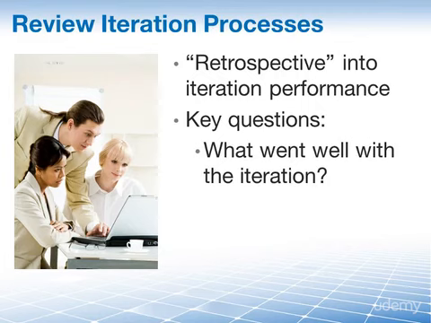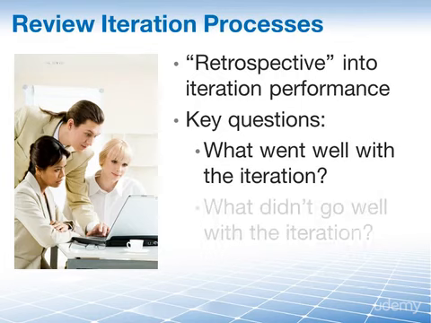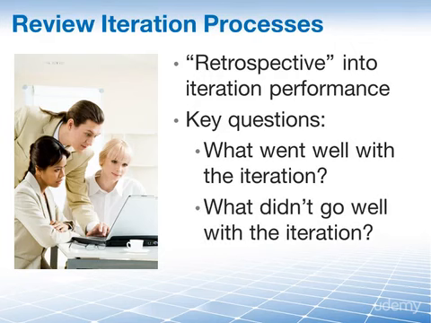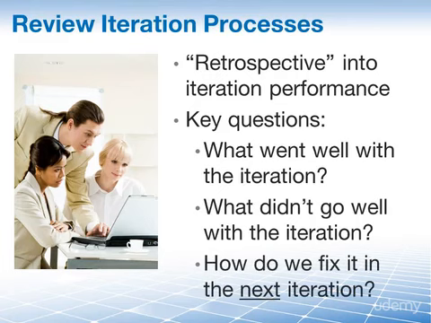Discuss the positive activities and events that occurred during the iteration so that the team can take note of these and continue to perform these positive activities in future iterations. Second, quite obviously, what did not go well with the iteration? Here we discuss the negative activities and events that occurred during the iteration and try to determine the cause of these. And lastly, how can we improve what did not go well with the iteration?